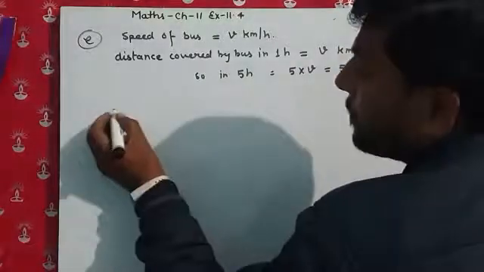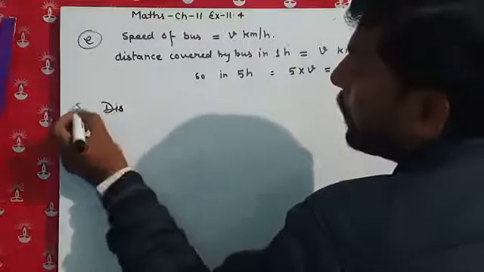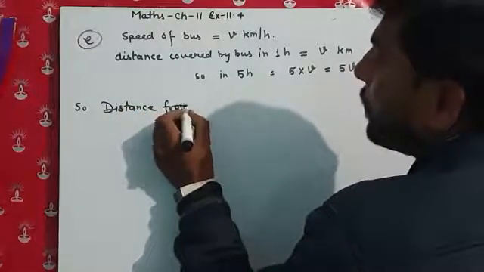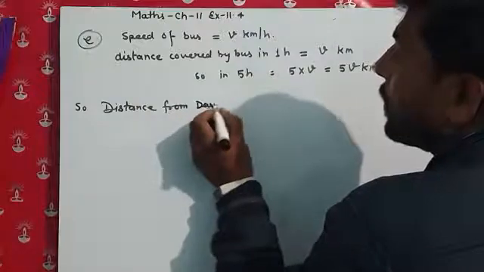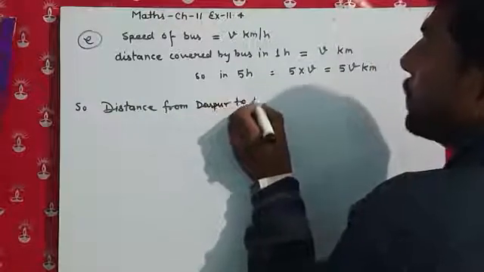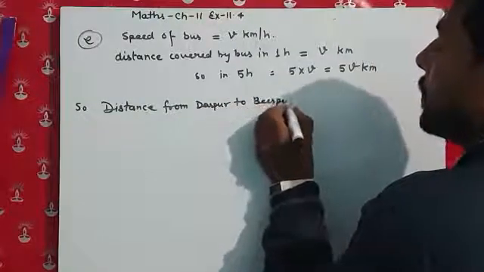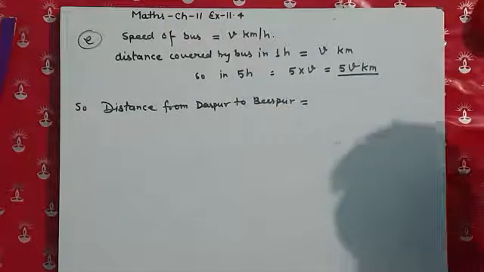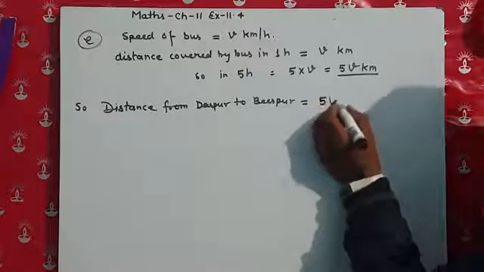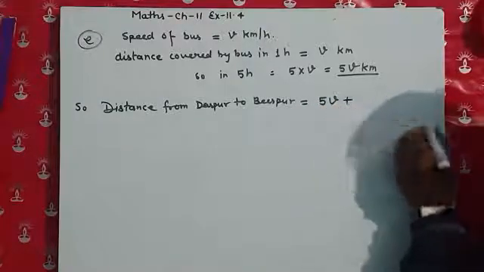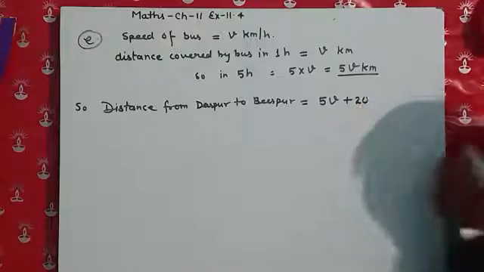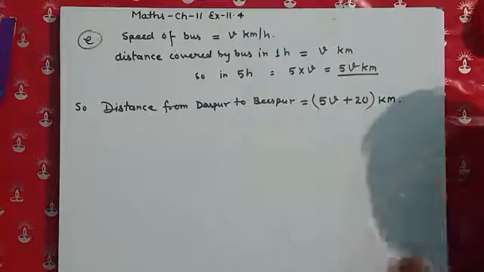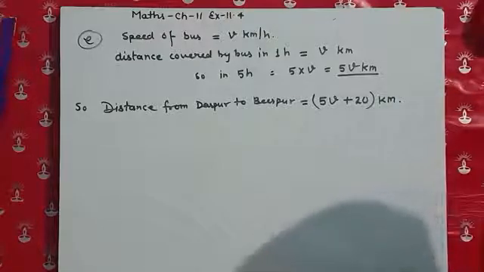So distance from Daspur to Bispur is equal to how much distance the bus has covered in 5 hours. That is 5V kilometers. And also 20 kilometers remain that we have to add. So total distance will be 5V plus 20 kilometers. So this is quite a simple question.